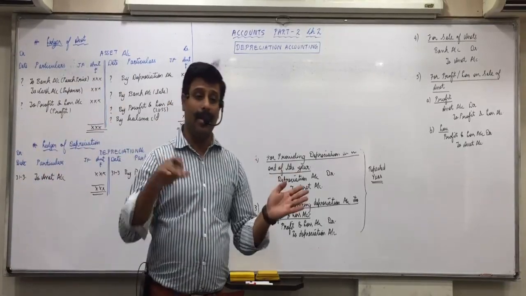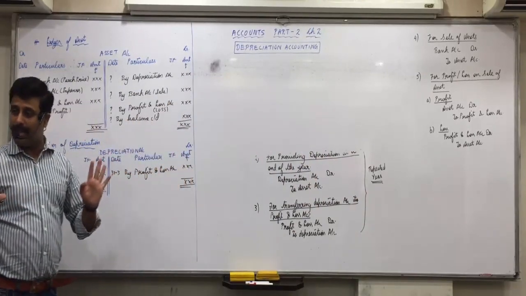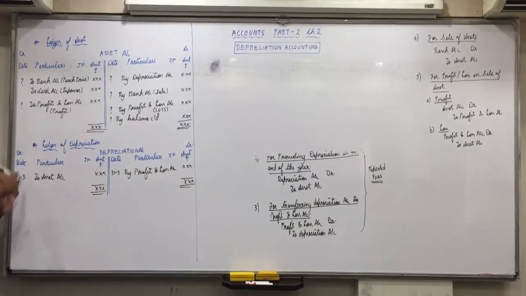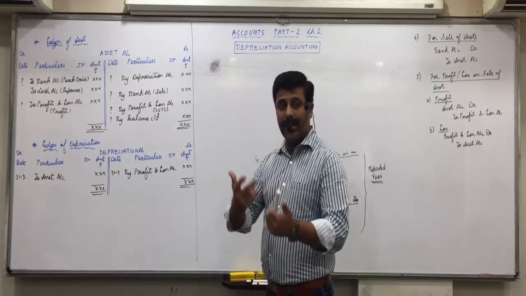To asset by P and loss. To asset by P and loss. Keep on repeating this every year. Did you understand this? So it's a very small account. Any confusion in this?